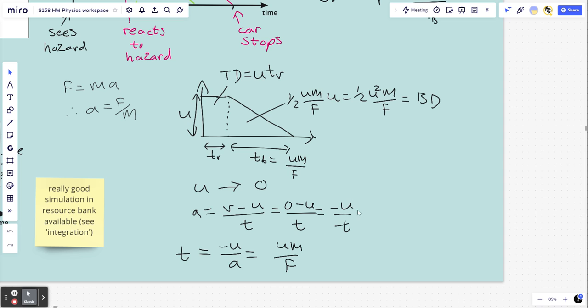I'm reasonably confident you'd be able to do that. And then we came up with this bit here. So how did I come up with this?